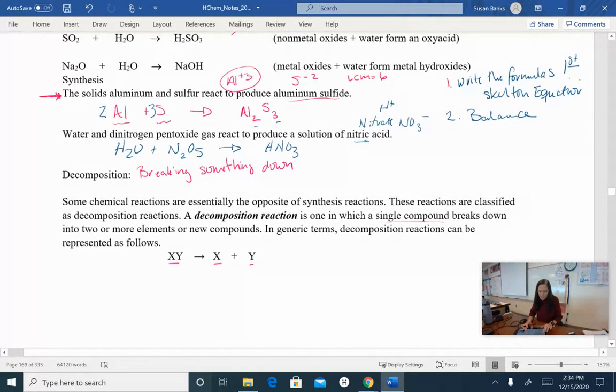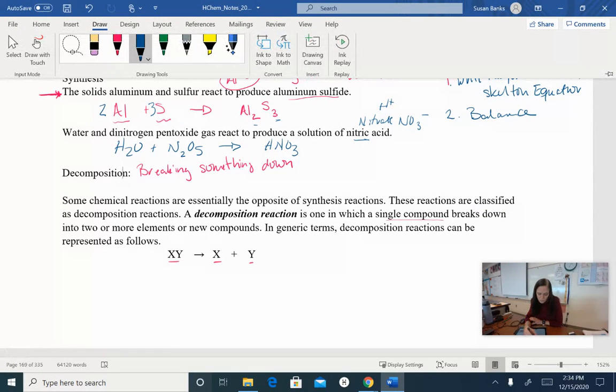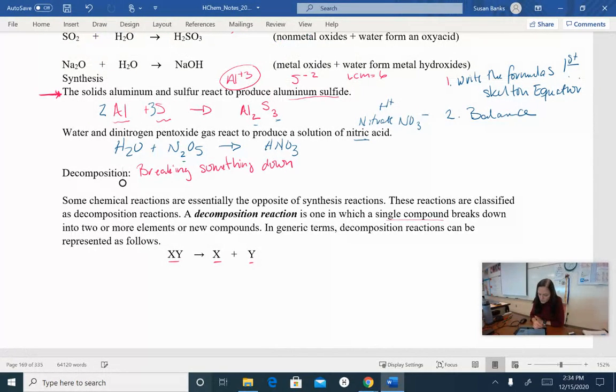Okay, so there's our skeleton. Now we're going to go back and balance it. So let's balance this. I'm going to start actually with my nitrogens first. I've got 2 nitrogens here, and I've got 1 here, so I'm going to double this up. Okay. So let's now look at my hydrogens. I've got 2 hydrogens. 2 times 1 is 2. And then oxygens, I've got 1 plus 5, which is 6. 2 times 3 is 6.